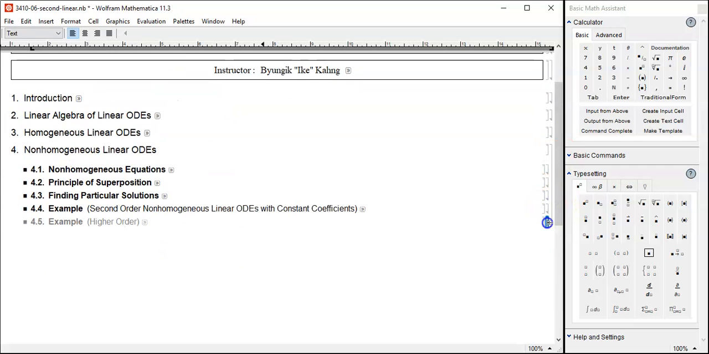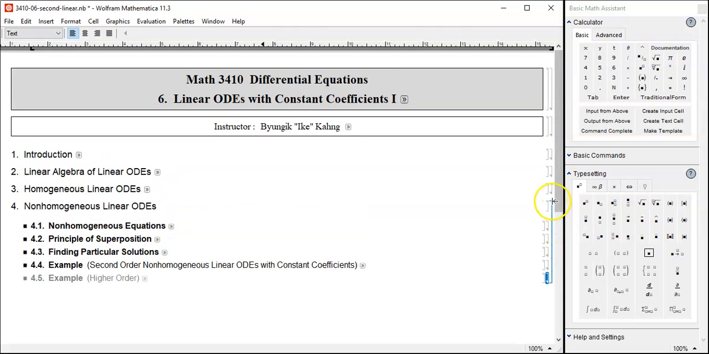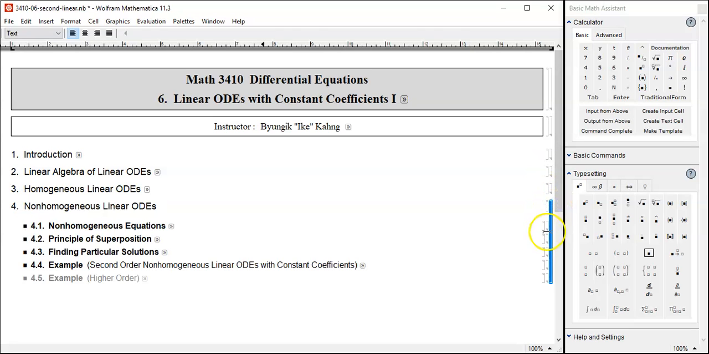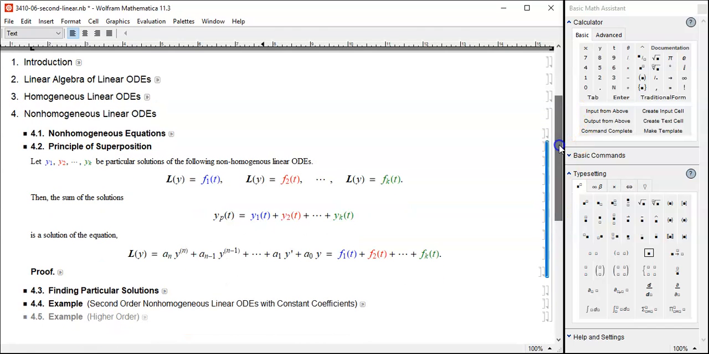How about higher order example? No, never mind. We're going to do those in the next chapter, chapter 4, or lesson 7. Let's see, we have just a little bit of time left, so let me talk about the principle of superposition. It's not really that necessary, but it can be useful in some cases.